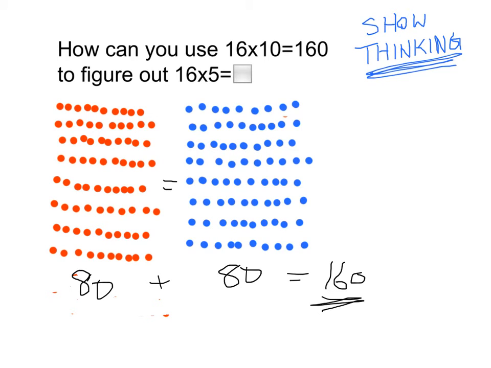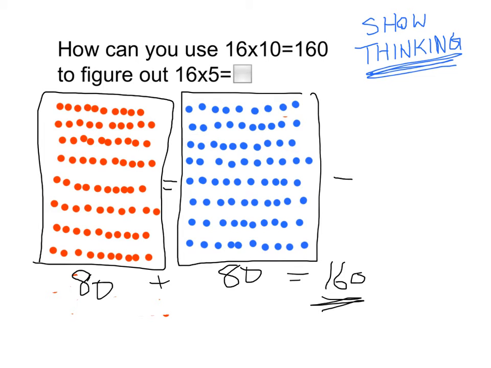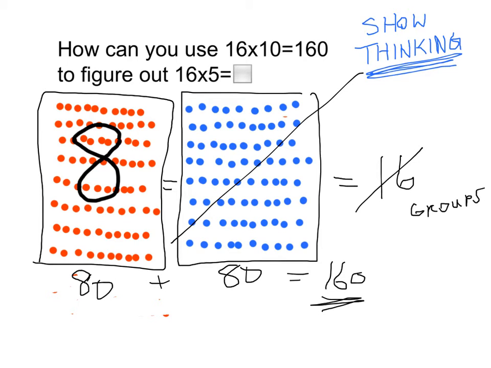They have the same number, right? I've got 8 groups of 10 and 8 groups of 10. So together, I have 16 groups of 10, right? I just kind of scribbled. I got 16 groups. So half of 16 is 8. Half of 16 is 8.